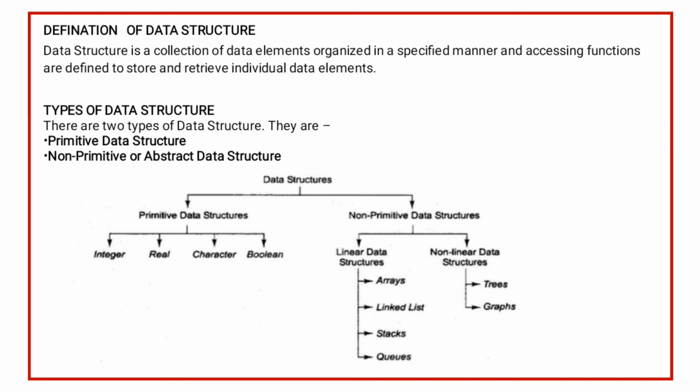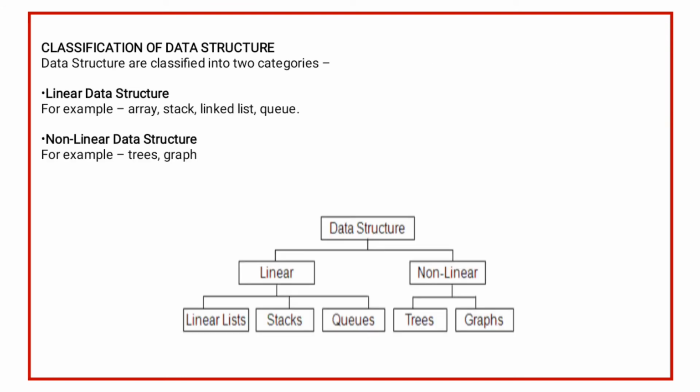The next topic is classification of data structure. Data structures are classified into two categories. One is a linear data structure and second is non-linear data structure. Now, what is linear data structure? In linear data structure, data elements are arranged in a linear sequence. It can be traversed in a single run. Every data atom is related to its previous and next atom. For example, array, stack, linked list, queue. These are examples of linear data structure.